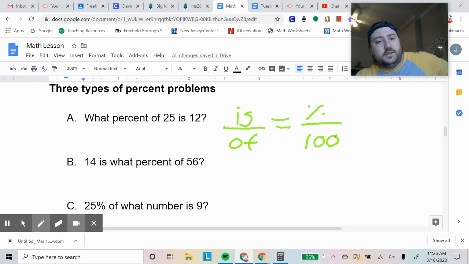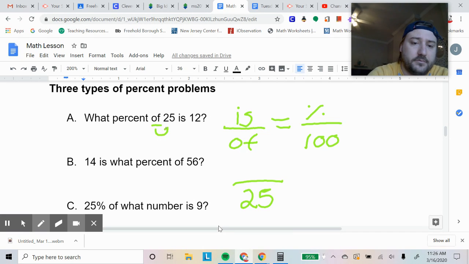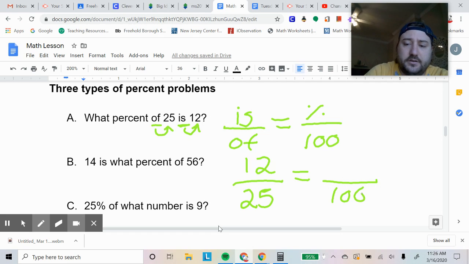Then we just look at the sentence and plug in the numbers where they belong. So what percent of 25? 25 goes on the bottom because it's right next to of. What percent of 25 is 12? You put 12 on top, because that's is. And whatever's blank, you put an X, because that's what you're looking for. What percent? It's kind of asking you a question there. And what we don't know is called a variable, therefore we put a variable or letter in there.